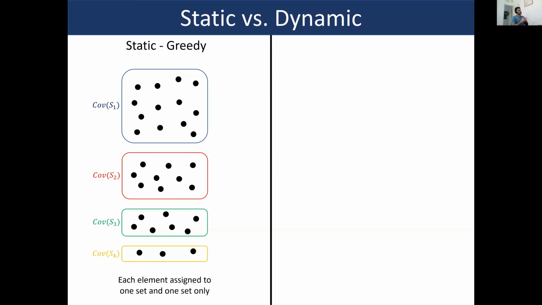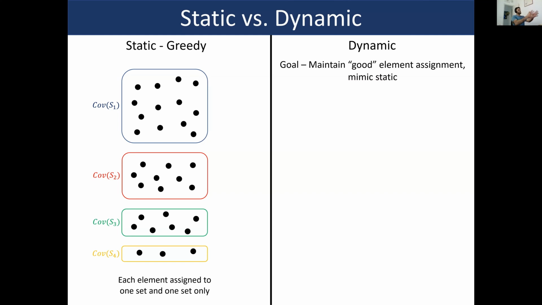Now notice that all of these elements can be covered by several sets, but each one will be covered only by one cov set. And that is the set that is responsible for taking it out of the bank of uncovered elements. So we can have this assignment between elements and sets, right? Each element is assigned to one set and one set only. Now in the dynamic case, our goal will be to maintain a good element assignment.